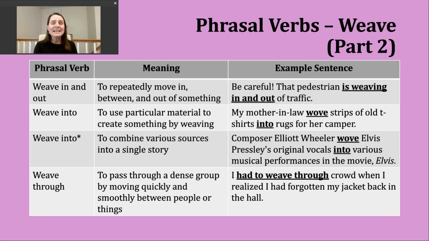leave. Now, as I've been giving you these example sentences, I have forgotten to mention what different verb tenses I'm using. So I'll quickly repeat here. So weave in and weave out is weaving in and out is an example of present progressive or present continuous. My second example about my mother-in-law, that was the simple past tense, as is the second usage for weave into. So my example about the Elvis movie. And lastly, I used a semi-modal, had to show necessity.